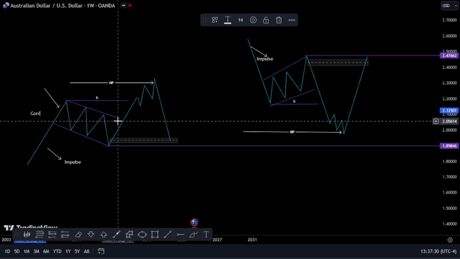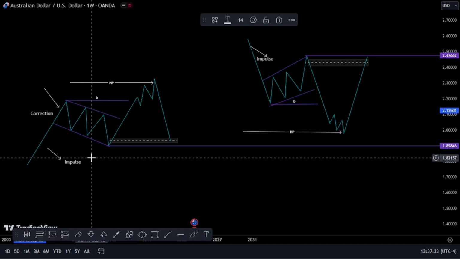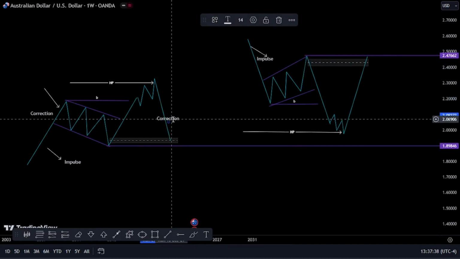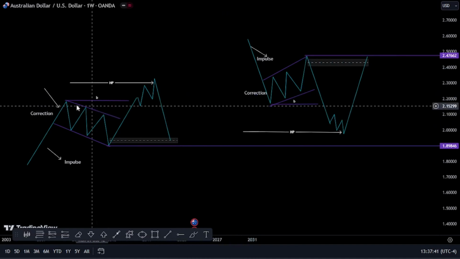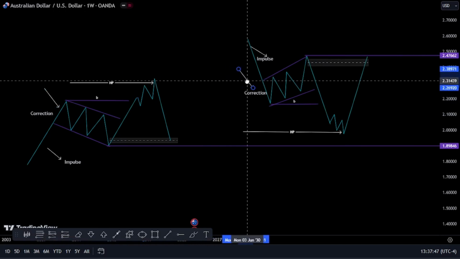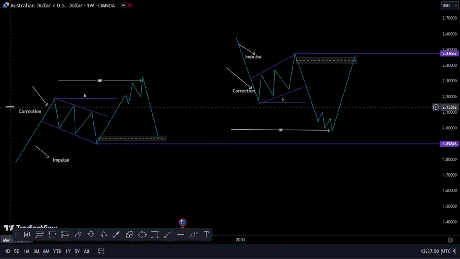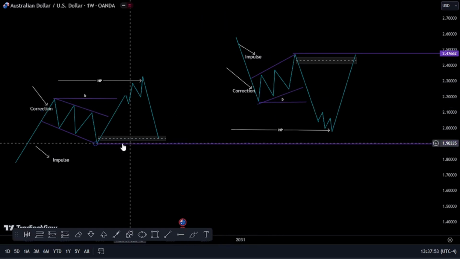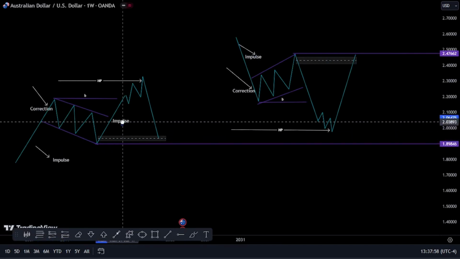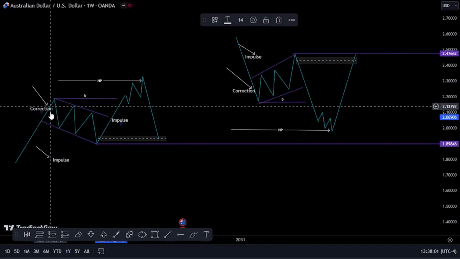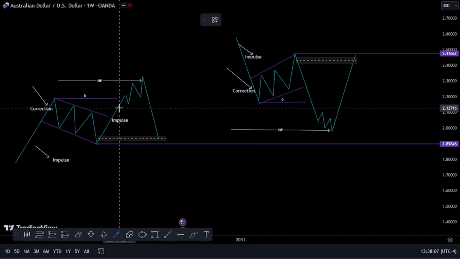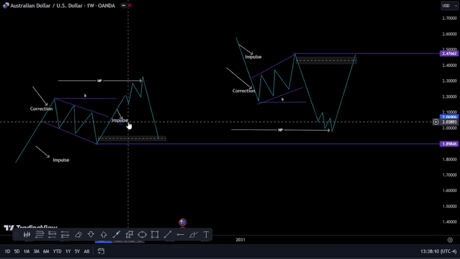This one is what we call correction, right? Let me quickly clone that and put it here, and clone this one and put it here. You understand? And then again, to be followed by another impulse. You understand? To be followed by another impulse, guys.